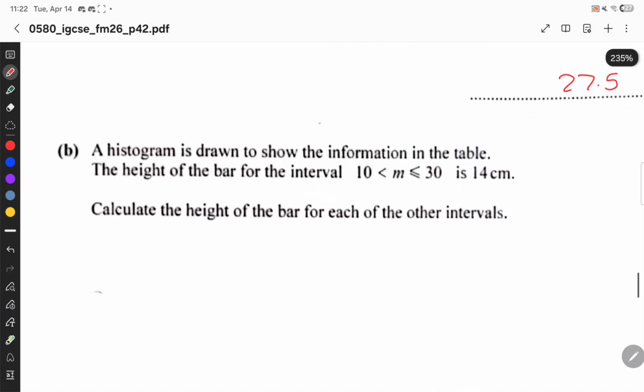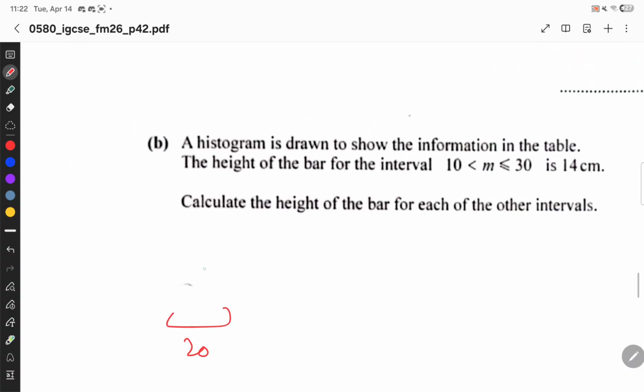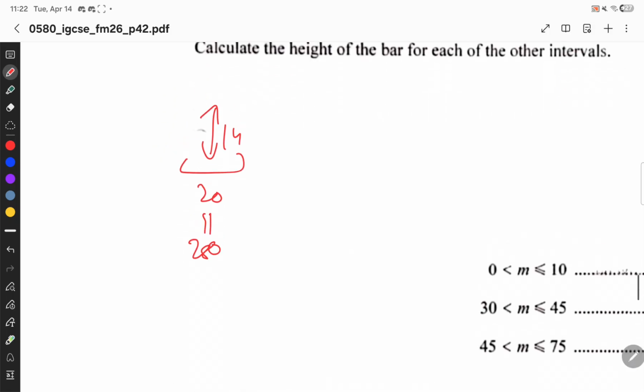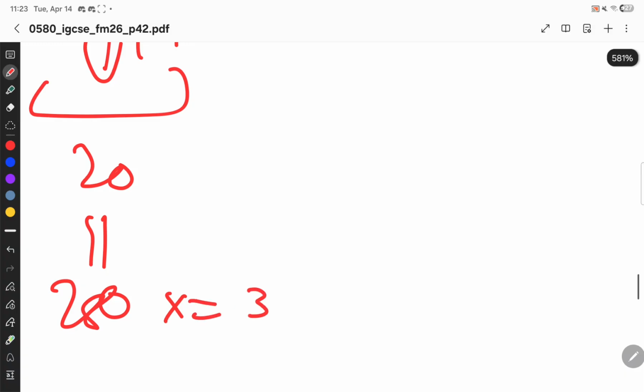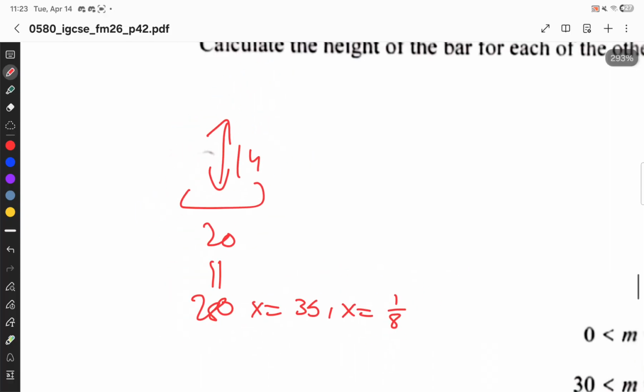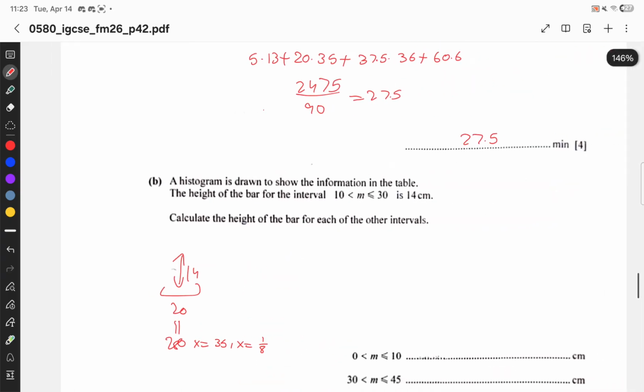So we get that the height is 14 and the interval size is 20. So this is an area of 20 times 14, which is 280. But to get 35 we have to divide by 8. So 280 divided by 8 is 35. So the area must be 8 times the frequency, so let's do that.